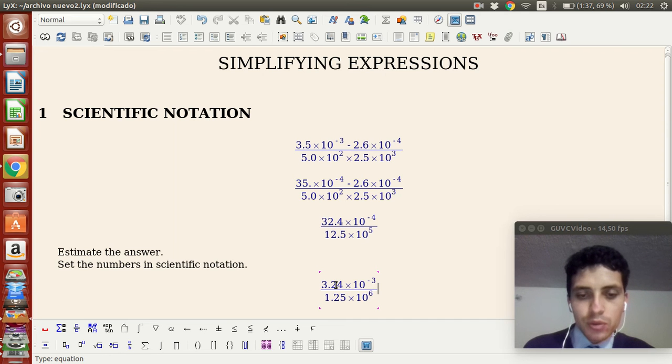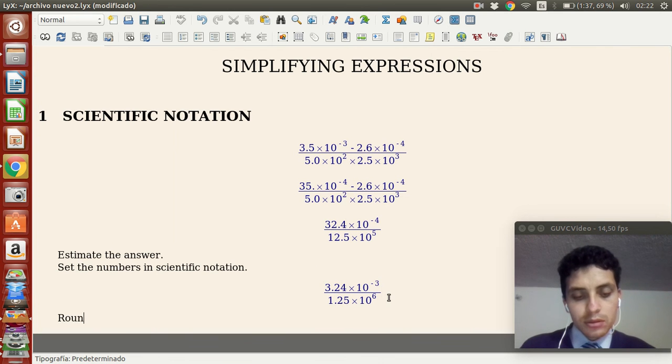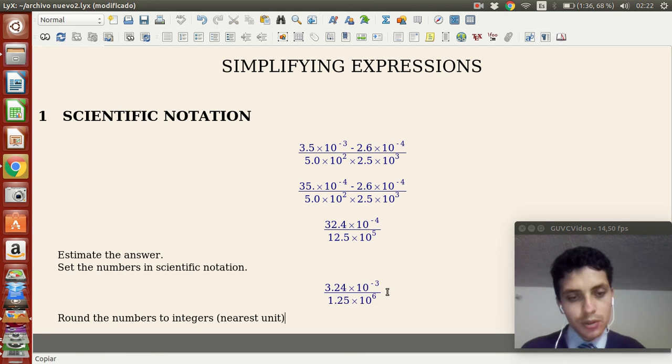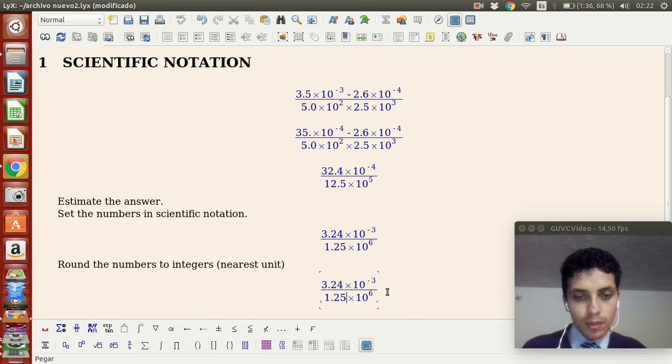And I have 3.24 divided by 1.25. I can set this as fractions and try to simplify it. This is one way to estimate, but I'm going to do an easier estimation. I'm going to round the numbers to integers, to the nearest unit. So 3.24 is 3 and 1.25 is 1.